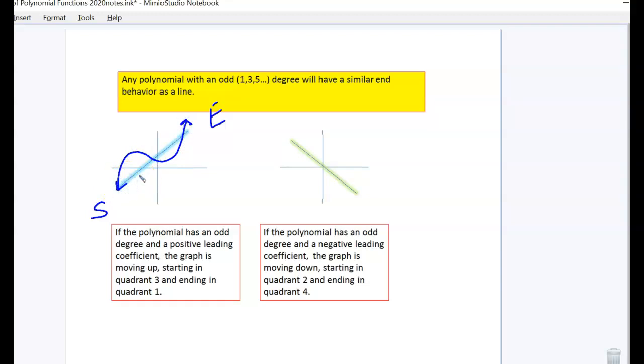Similarly, an odd degree polynomial that has a negative leading coefficient is going to start in quadrant 2 and end in quadrant 4. Similarly, it might have some bumps and squiggles if it was degree 3 or 5.